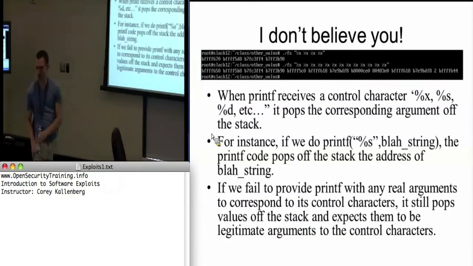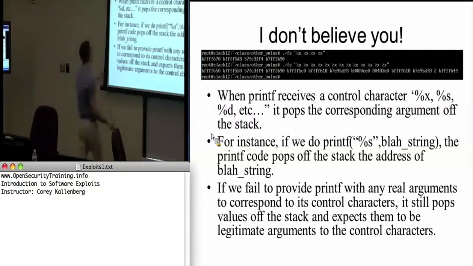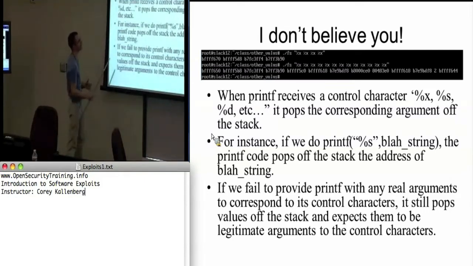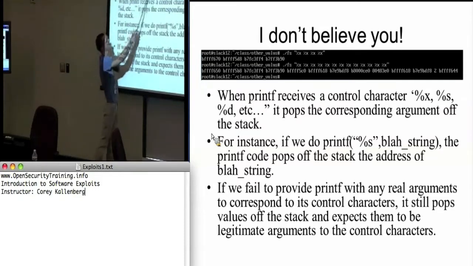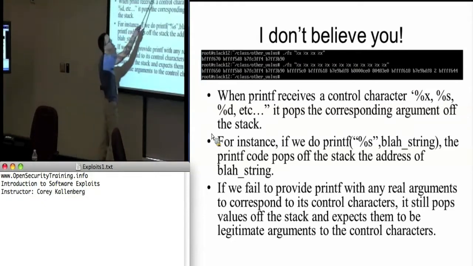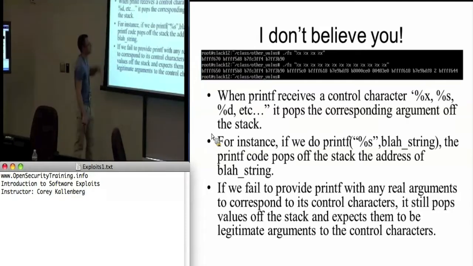Just another blurb about this. You saw that if I pass it the X operator, it's going to pop these values off the stack. This is occasionally used to defeat something like ASLR, if you can leverage a format string vulnerability as well. Because what this does is it tells you what the values are on the stack. And if you can figure out where your stack is located, then you can pretty much bypass ASLR. So oftentimes these will just be used to leak some information about the state of the program. Then once you know that, you can beat ASLR.